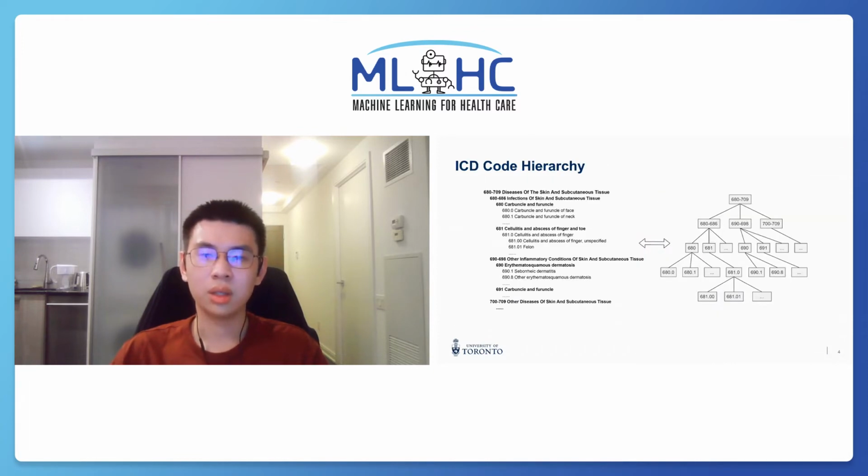On the other hand, the ICD system defines diseases in a coarse-to-fine manner, which can be represented by a tree structure. As shown in the figure, sibling codes under the same parent code will represent similar diseases compared with the codes that are under different parent codes.